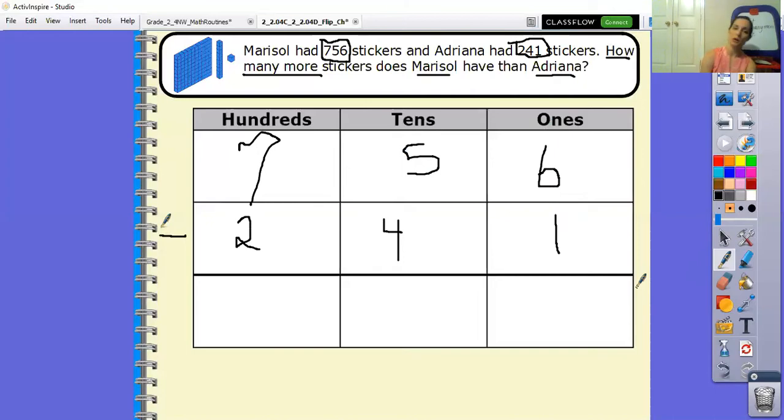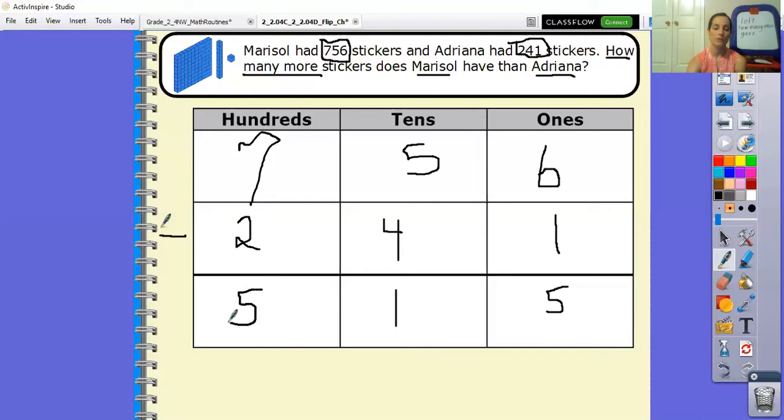Okay, so we have analyzed our problem, we made a plan, and we put our problem together, and now we are able to solve our problem. As always, we start on this side where the ones are, and we're going to start with 6 minus 1. So if I have 6 and take away 1, we have 5 left over. Once we're done here, we can move over to our tens place. We have 5, and we're going to take away 4. We should have 1 left over. And now we can move to our hundreds place value, which is 7 minus 2, and that would be 5.